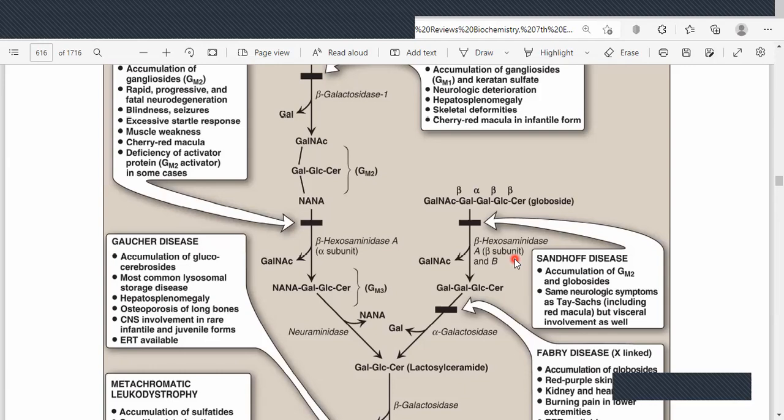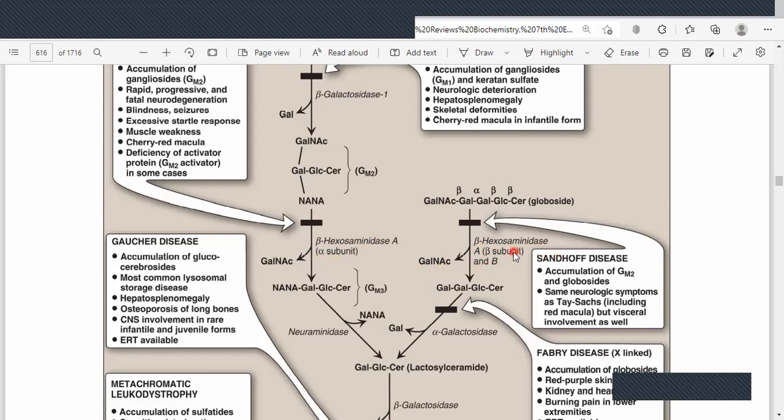So, globoside, during its degradation, we first remove the N-acetylgalactosamine, a reaction catalyzed by the beta hexosaminidase A, but now the beta subunit. Remember, in the cleavage of GM2 to form GM3 here, we were also removing a GalNAc. But I said there it is beta hexosaminidase A, the alpha subunit. Here it is beta hexosaminidase A, the beta subunit, and also beta hexosaminidase B. So that reaction is catalyzed by those two enzymes, where we remove the GalNAc, the N-acetylgalactosamine.